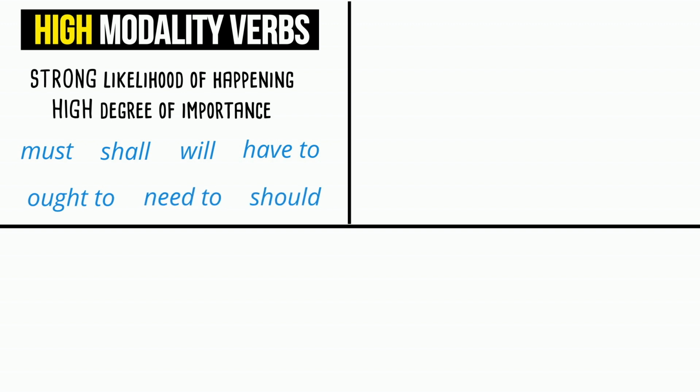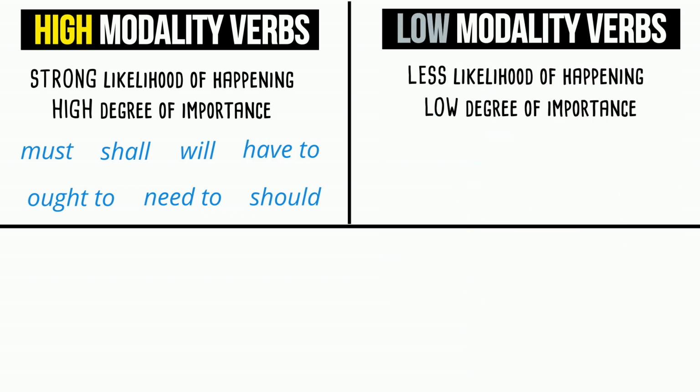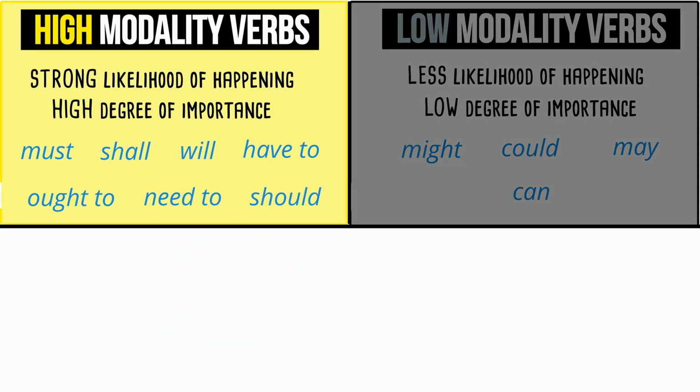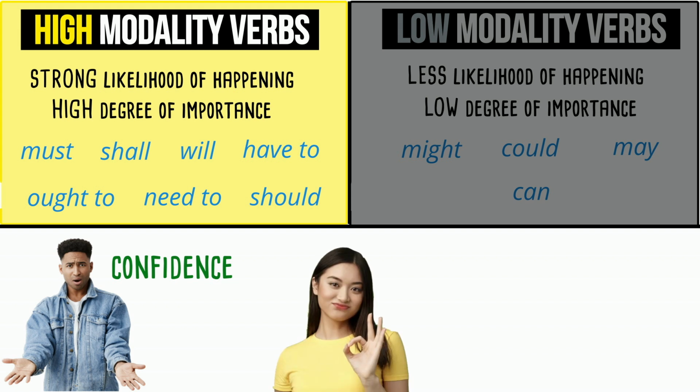Those modal verbs that show there is less likelihood of something happening or indicate that something has a low degree of importance are known as low-modality verbs. They include might, could, may, can. When it comes to persuasion, high-modality verbs are far more persuasive than low-modality ones. Why is this? Well, firstly, high-modality verbs display confidence. When you use words like must or have to, it shows you're very sure about what you're saying. People are more likely to believe you if you sound confident.